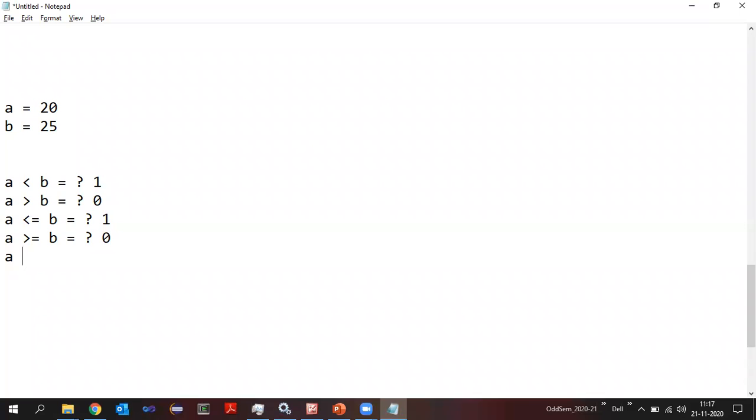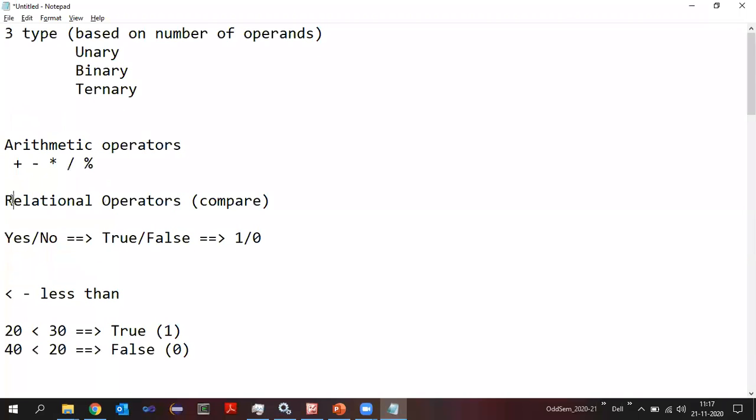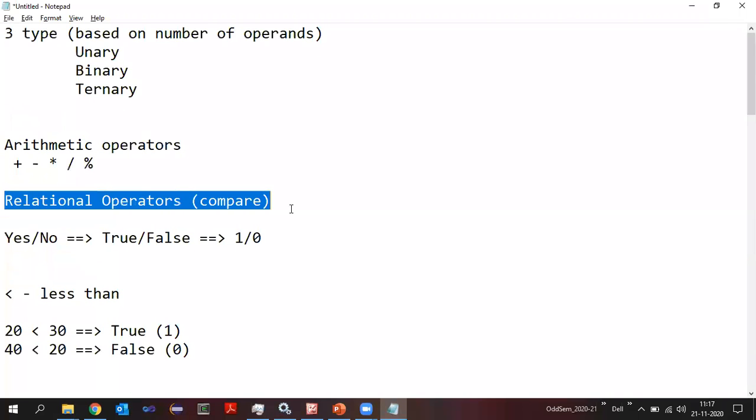Then A equals to B is 0. A not equals to B is 1. Right? A not equals to B. Yes, 20 is not equals to 25, so that is 1. Very good. That is about the second type of operators that we call relational operators.